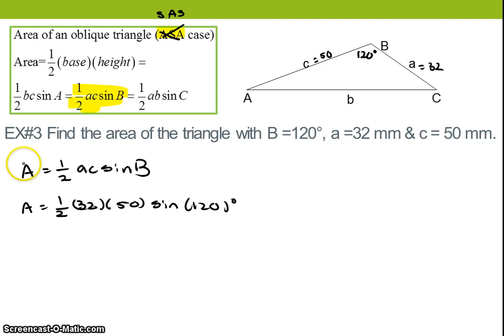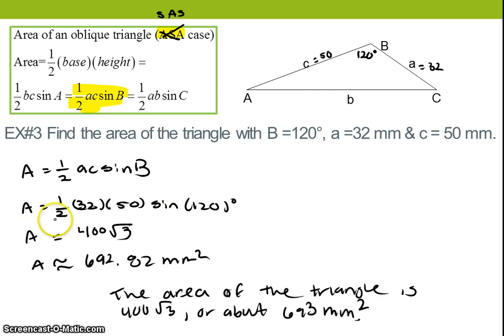Okay, so using the middle formula, because I'm given angle B, I'm just going to plug in what I know, plug it into the calculator. Okay, so plugging this directly into the calculator, I get 692.82, wrote it in a complete sentence. But do note that sine of 120 is on the unit circle. So if I plug that into the unit circle and simplify those numbers, I can get the exact answer here.